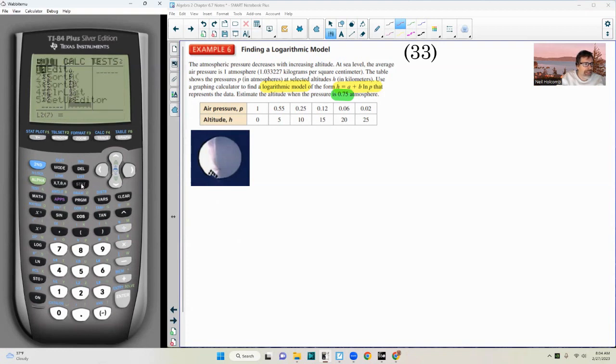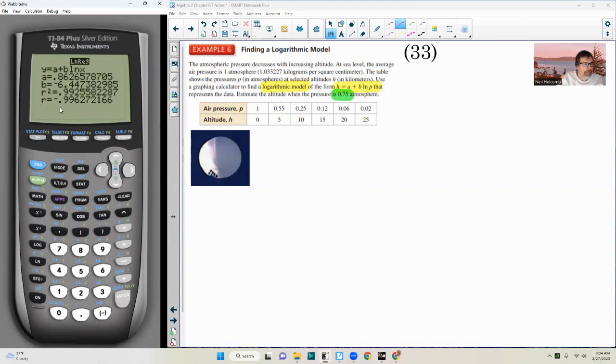So then I go stat, calculate. Okay, so linear regression, quadratic, cubic, quartic, linear regression, ln regression. There is a log, natural log, okay? And then I'm going to go to ln regression. So it's not exponential, it's logarithmic. So there's natural log regression, and I'm going to hit enter. I want my data to come from L1 and L2, so I just enter all the way through.